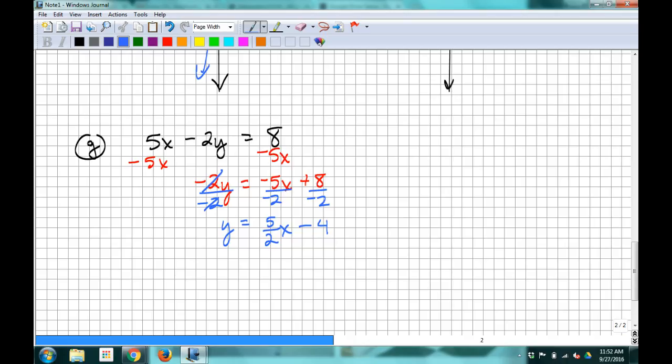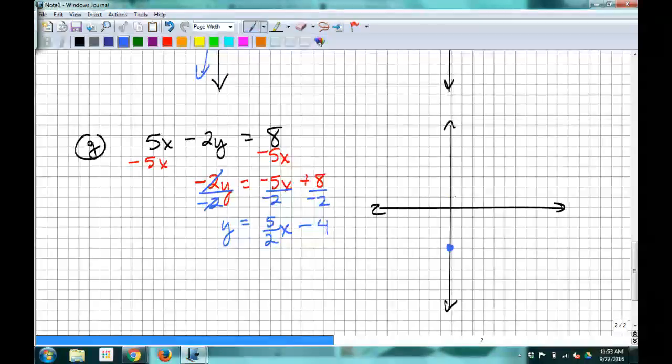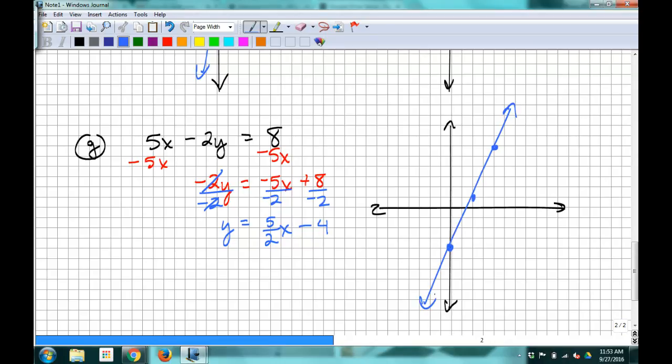Okay. Now let's graph that. I'm just gonna go right there beside it and graph it. Where's our first dot? -4 on the y-axis. So we go down to -4. Put a dot. Now what? Up 5, right 2. 3, 4, 5 over 2. Could do that again. 1, 2, 3, 4, 5 over 2. We get a nice line out of that.